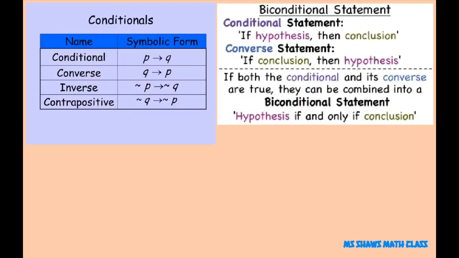And I wrote these out. These are your symbolic forms and your biconditional statement. You have the conditional and the converse. So if the conclusion, then the hypothesis. If both the conditional and its converse are true, then they can be combined into a biconditional statement. So you write the hypothesis if and only if the conclusion, which is what we did.